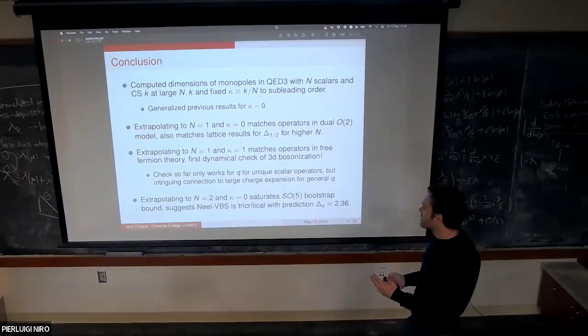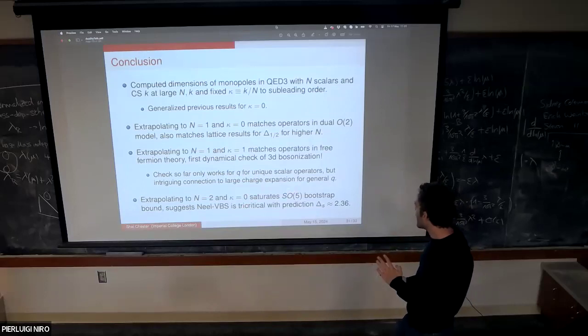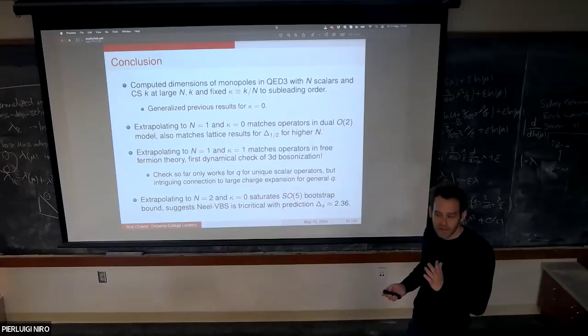Finally, when we also take the large flavor expansion for n equals 2 and k equals 0, we found that these large N values satisfied an SO5 bootstrap bound, which suggests that the neo-VBS phase transition is tricritical. We give a prediction, delta S equals 2.36, a prediction that was confirmed last week by an independent lattice simulation.